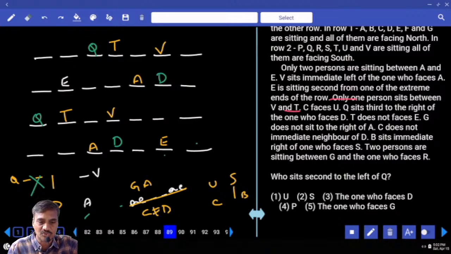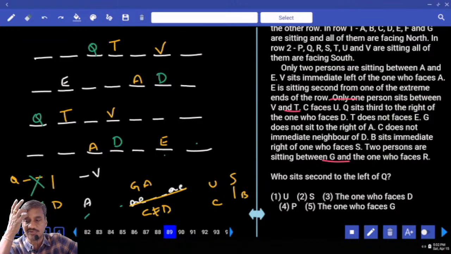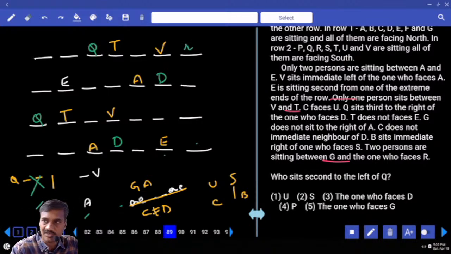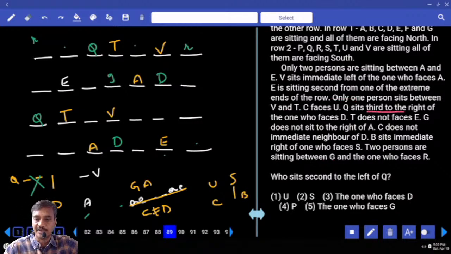U and C are opposite to each other. And 2 persons sitting between G and the one who faces R. There must be exactly 2 people. Now if R is here, and G and the one who faces R, there must be exactly 2, that is valid. Or if R is here, it is not possible. R is here, there is a possible. And R can be at any one of these 2 places. Isn't it? And C faces U, and C and E are facing opposite to each other.